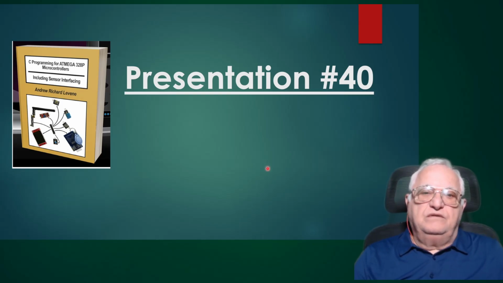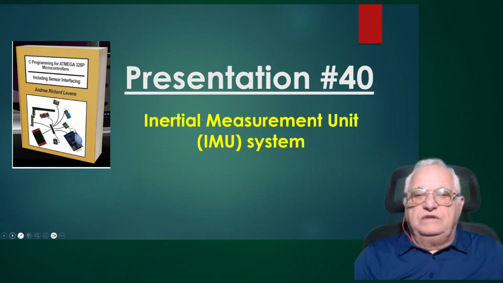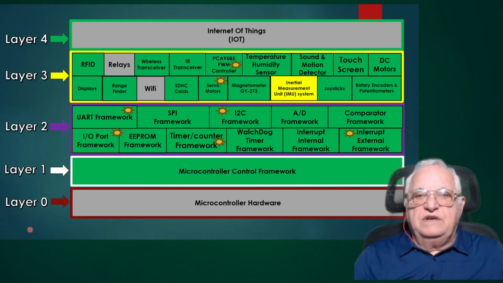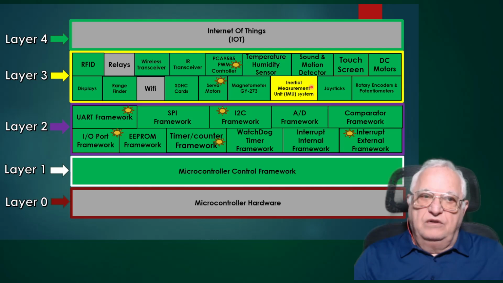Welcome to Presentation 40. Today we're going to be talking about the Inertial Measurement Unit (IMU) system. I will be using the MPU 6050. Our Inertial Measurement Unit system belongs to our Layer 3 architecture.